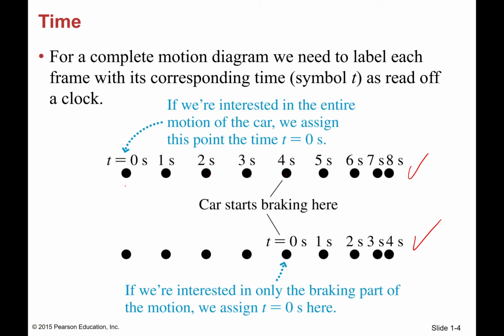In this case, you can see that the car moves at a constant speed from here to here, and then it slows down from here to here. If we are interested in the whole motion, then the natural choice for the origin is this point here. However, if we were interested only in the time where the car slows down, then the natural choice would be right here, where the car starts to slow down.